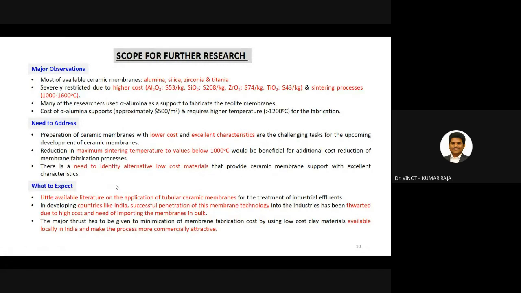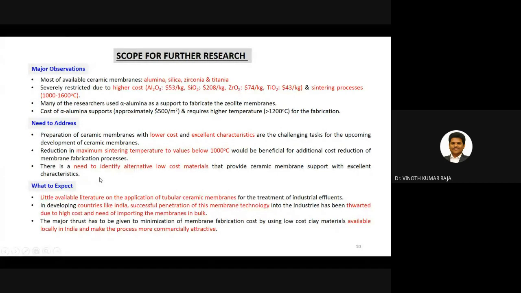So here, one more thing we need to address is the reduction of sintering temperature. We need to make the maximum reduction of sintering temperature, at least below 1000 degrees Celsius. That will be beneficial for additional cost reduction of the membrane fabrication process, since membrane fabrication is expensive as compared to polymer. It is a more complex manufacturing process that has to be addressed in order to make the ceramic membrane feasible to work in the industries.